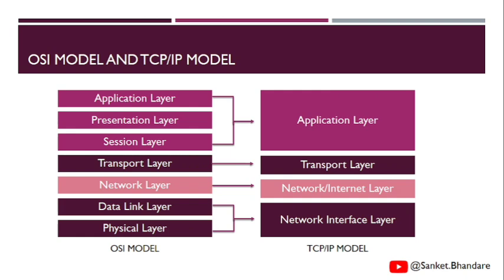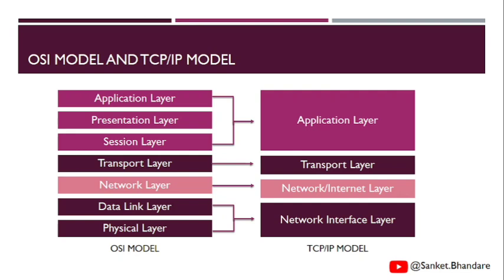Let's start with OSI model and TCP/IP model. OSI model is the logical model, and it is used to represent how data is being transferred from one device to another over the internet. This whole process is divided into 7 layers, and each layer has its own roles and responsibilities. So let's go through these layers one by one, starting from application layer.